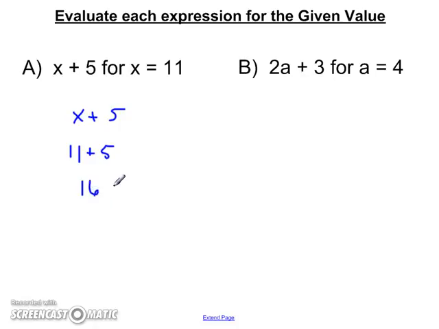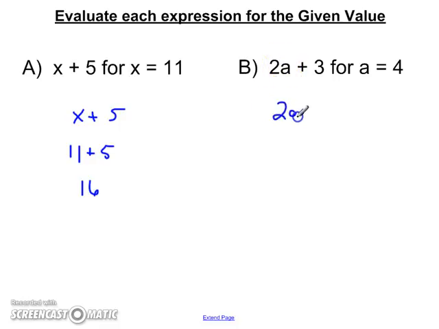And yes, I know this didn't have a whole lot to it. Some of the expressions, especially in the beginning, may be relatively simple. As we go down the road, they'll get more complex. So B, we do get slightly more complex. 2a plus 3. In this particular case, remember that there is no space between 2 and a. 2 is the coefficient, so we have multiplication going on here.